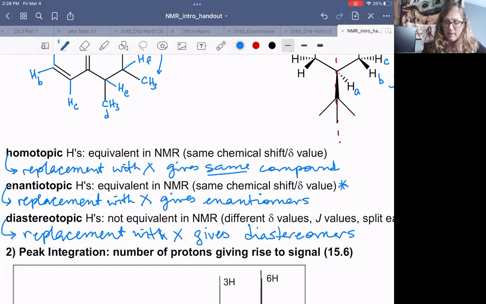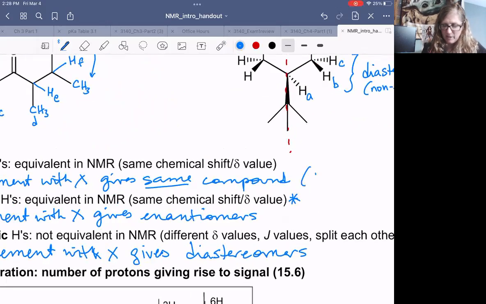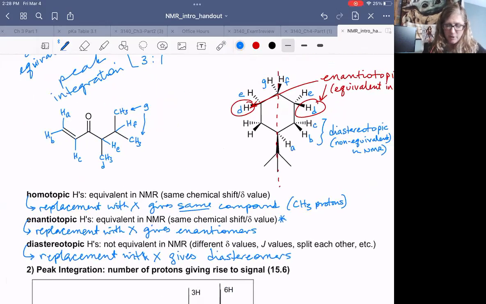And so indistinguishable by the NMR. So for example, the protons on a CH3 group would always be described as homotopic protons. So just an FYI, this might not be something that your instructor emphasizes or requires you to be able to distinguish.